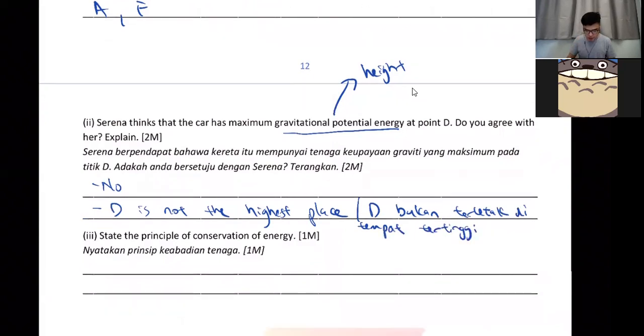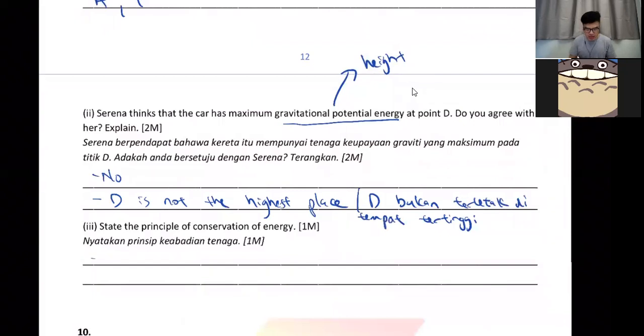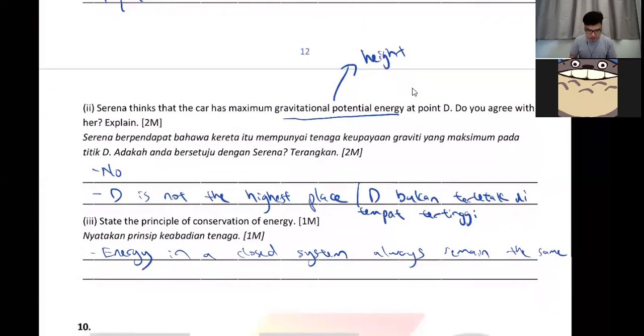So state the principle of conservation of energy. I said already lah. Energy in a closed system always remains the same. Okay, that means you don't destroy, you don't create it.